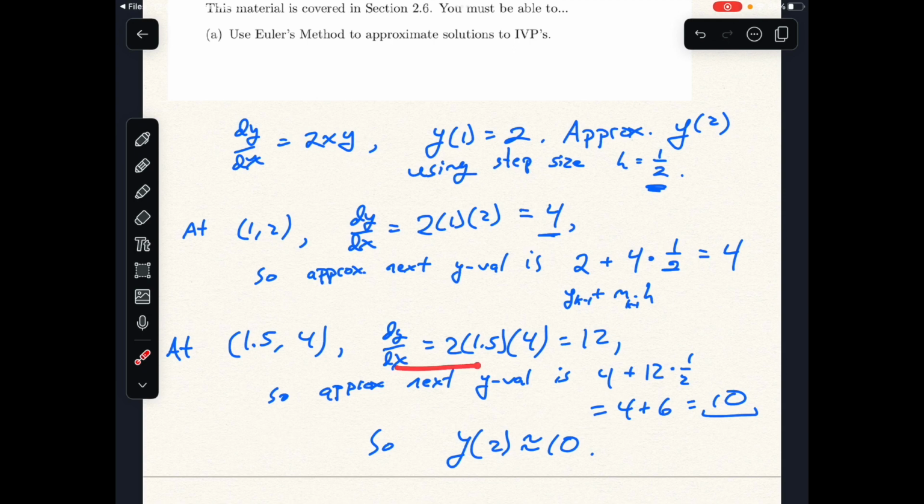But each step is going to be the same computation of, all right, what point are you at? What's the slope at that point? And then the y value is going to be previous y value plus slope times step size. That gives you your next y value, and your next x value is just the old x value plus whatever your step size is. So plus a step of 1/2, we're at 1.5 here.